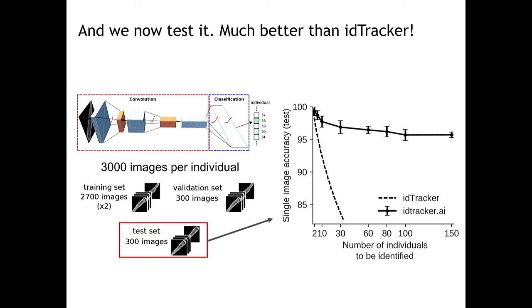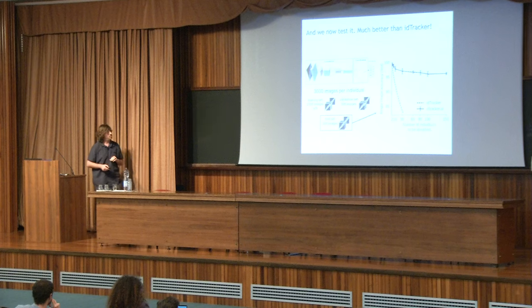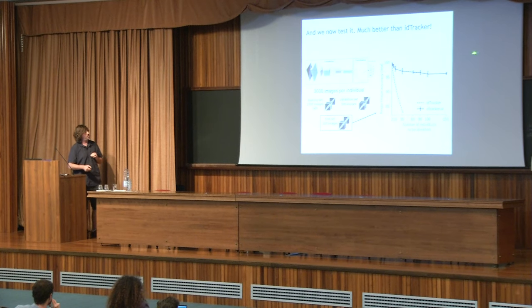This is not to say that idtracker was really bad here, because it is a single image. Between two crossings, you have many images, so you can estimate better who is who. But still, this means that for the new system, you need very few images between two crossings to know who is who. And as you can see, magically, it doesn't degrade that much for very large groups. Okay, so this is a little proof that the system can cope in distinguishing 150 of my fish.